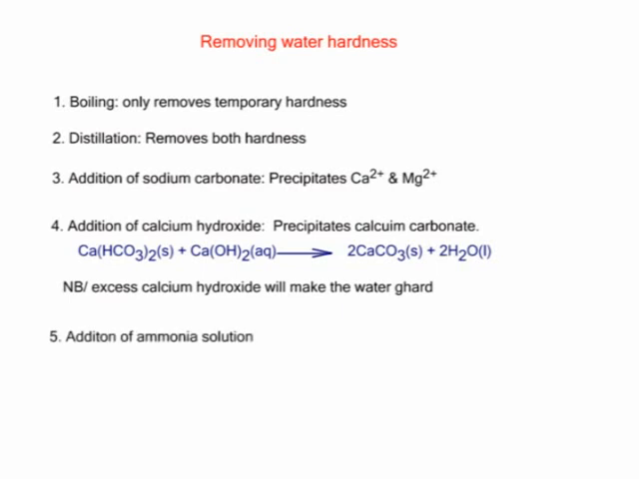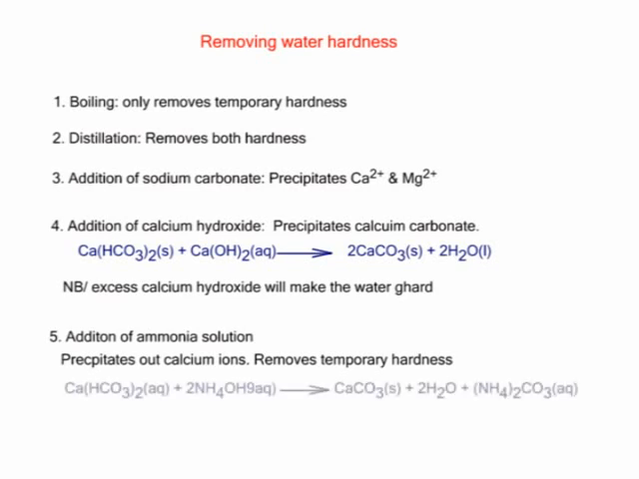Next is addition of ammonia solution, and aqueous ammonia is added to water containing calcium hydrogen carbonate, which precipitates out the calcium ions according to this equation, and this method can remove temporary hardness only.